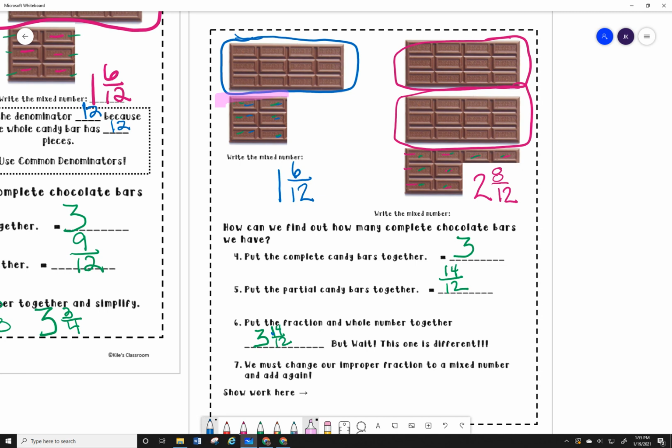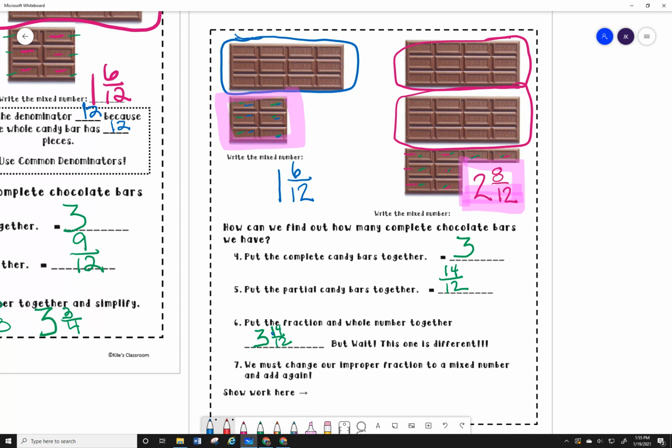If I were to take these 6 pieces and try to fill them in right here, they would fill in, but they would fill in too much. There would be this part over here that sticks out below the candy bar. It would make a complete candy bar, but there would be leftover chocolate that sticks out. So it's more than one whole candy bar. So I'm going to see how we can fix that.